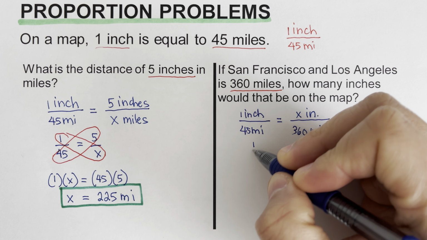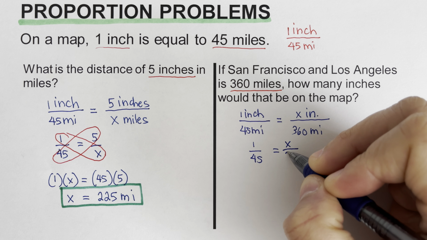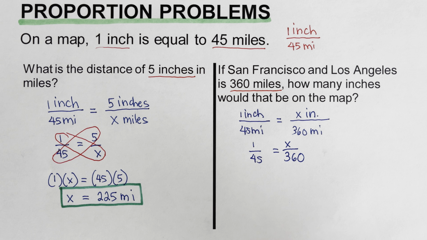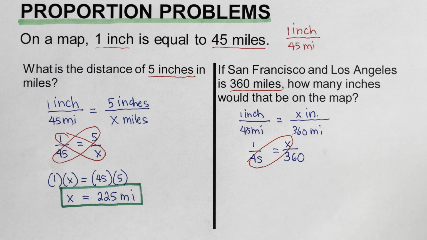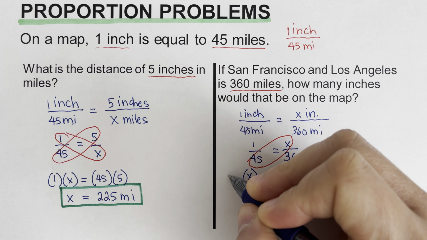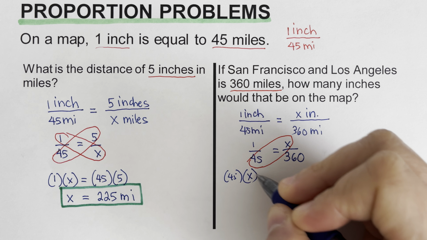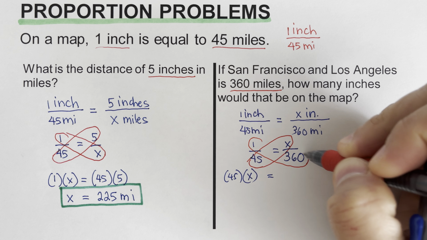So that will be 1 over 45 is equal to x over 360. Just like the first problem, we are going to cross multiply. So 45 and x get cross multiplied, that would be x times 45, and that is equal to multiplying the 1 and 360 as well.